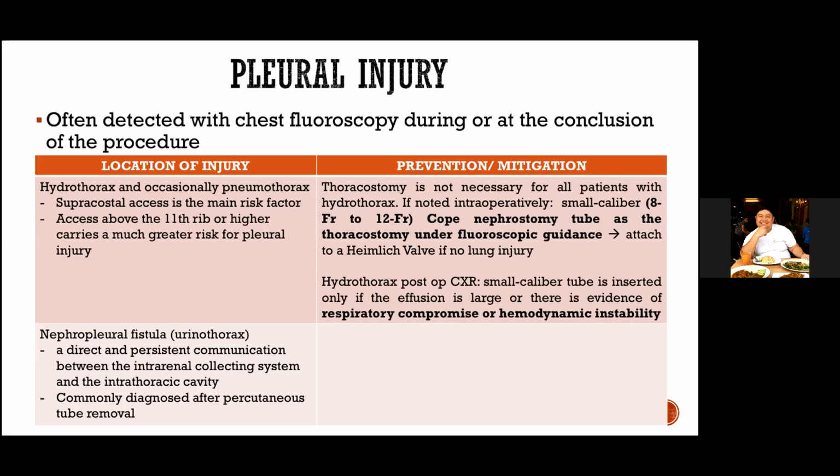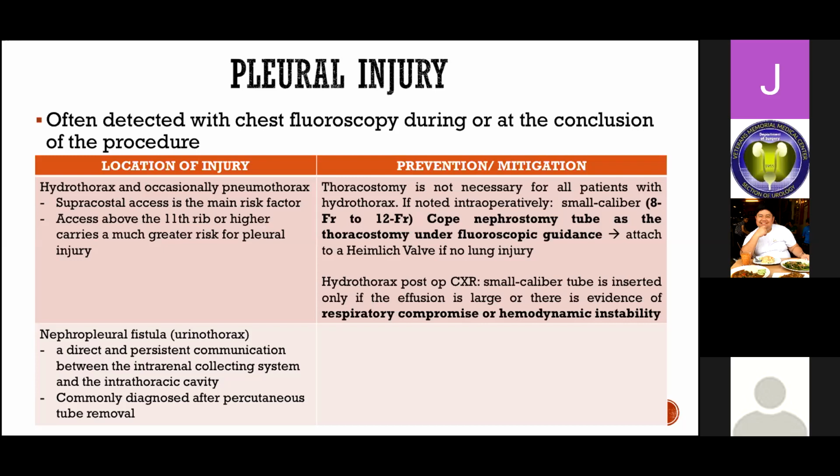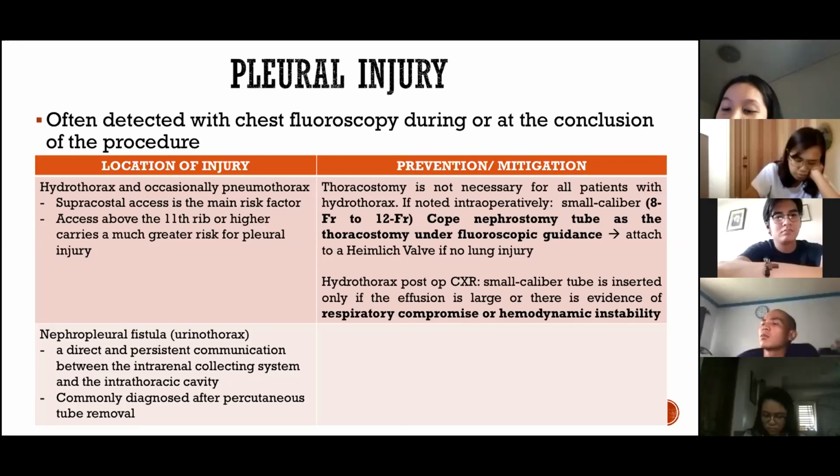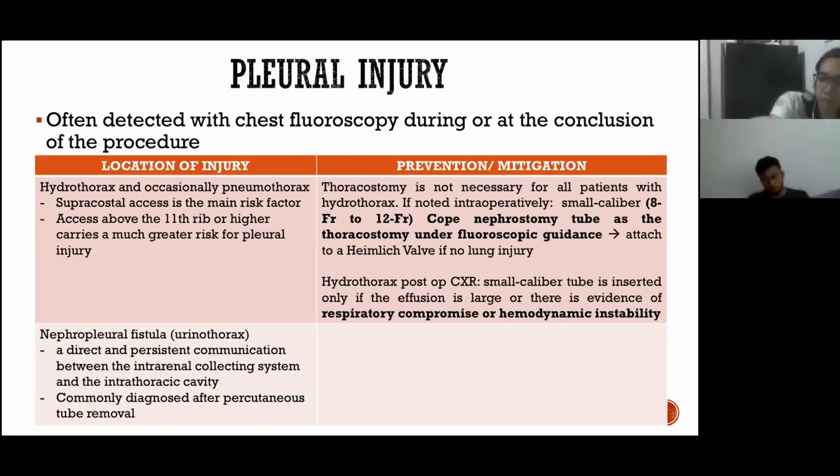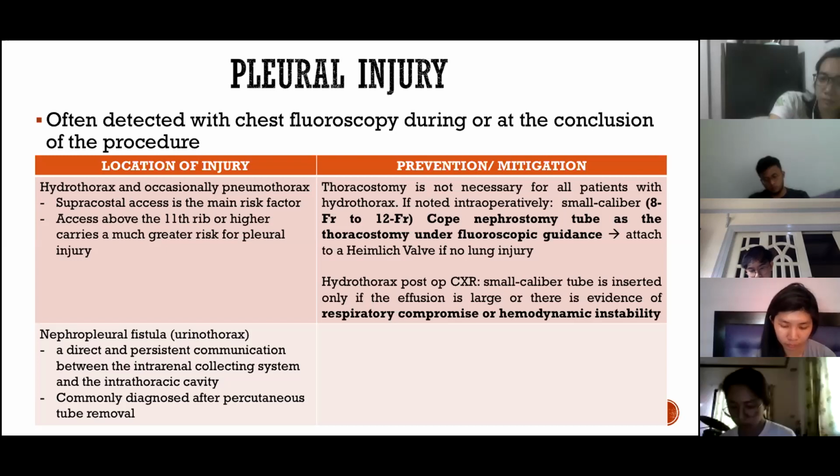If noted intra-op, a small caliber French 8 to French 12 Cope nephrostomy tube can be placed as a thoracostomy under fluoroscopic guidance, attached to a Heimlich valve if no lung injury is noted. However, if hydrothorax is seen post-operatively on the chest X-ray, a small caliber tube is only inserted if the effusion is large or there is respiratory compromise or hemodynamic instability.